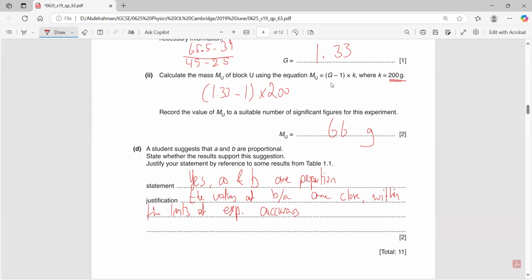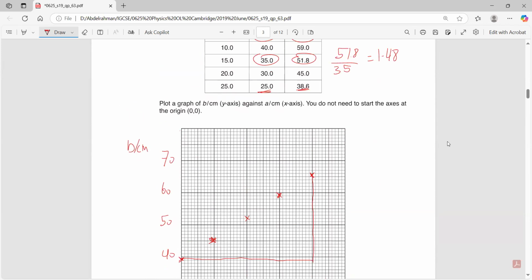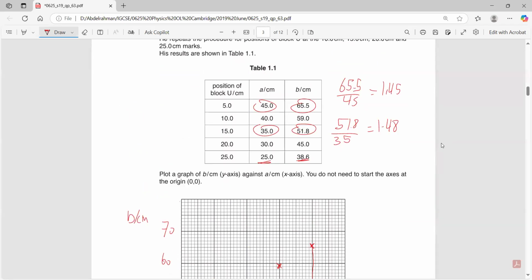By dividing two numbers. I'm talking about B over A. So what did I do? 65.5 and 45, this is a value. And then the other numbers, 51.8 and 35, this is another value, 1.48. Are these two numbers close or not? Are these two numbers within the limits of experimental accuracy or not?